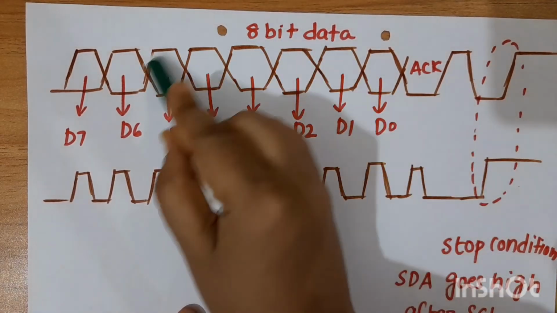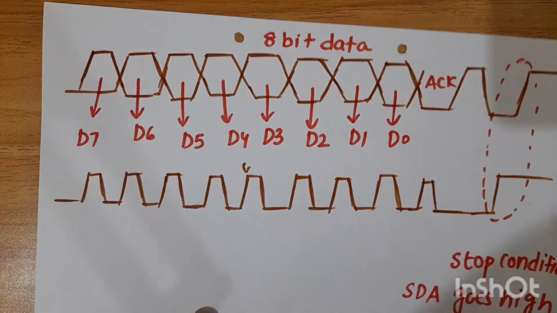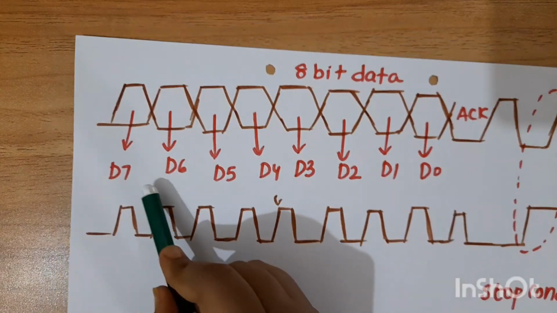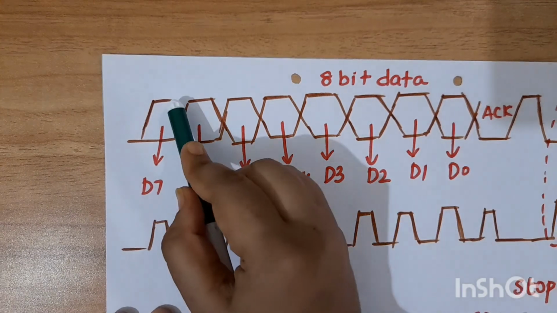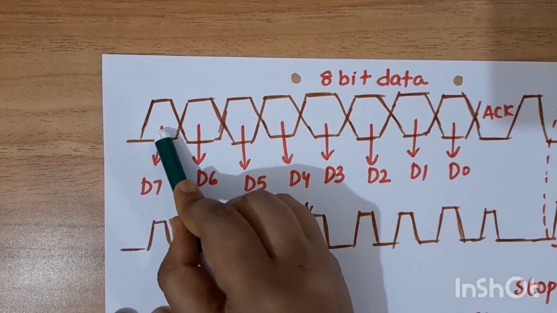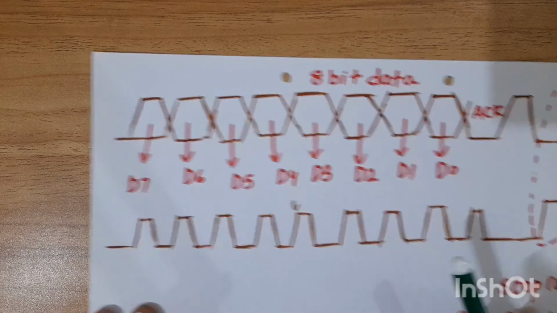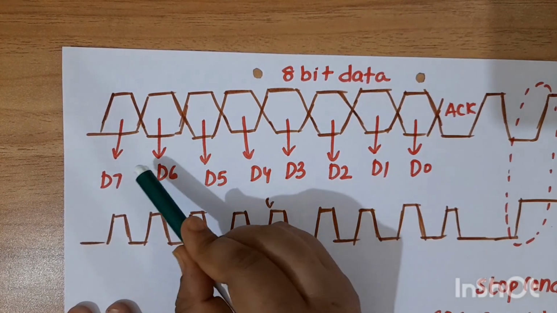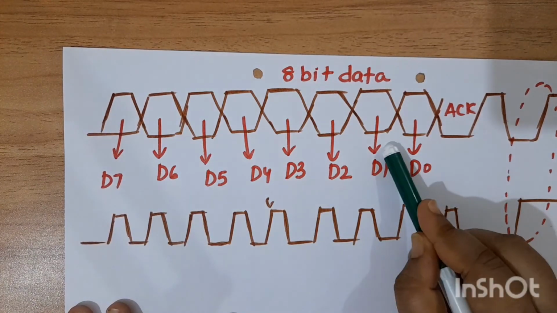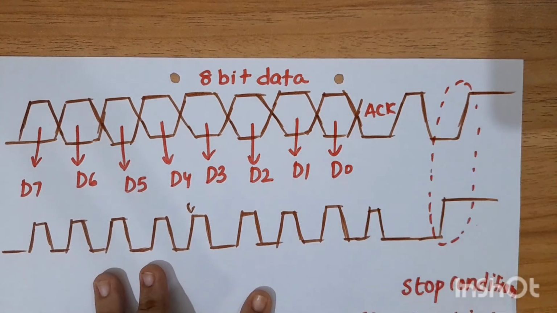Now here is the data frame that has been sent, after the acknowledgement is received. For data frames also, you see, at the positive edge of the SCL line, data is constant. They are stable whenever the transition is happening. So D7 to D0, the data frame of 8 bits, has been sent. After that, again acknowledgement is sent. 0 means data has been properly sent to the slave.